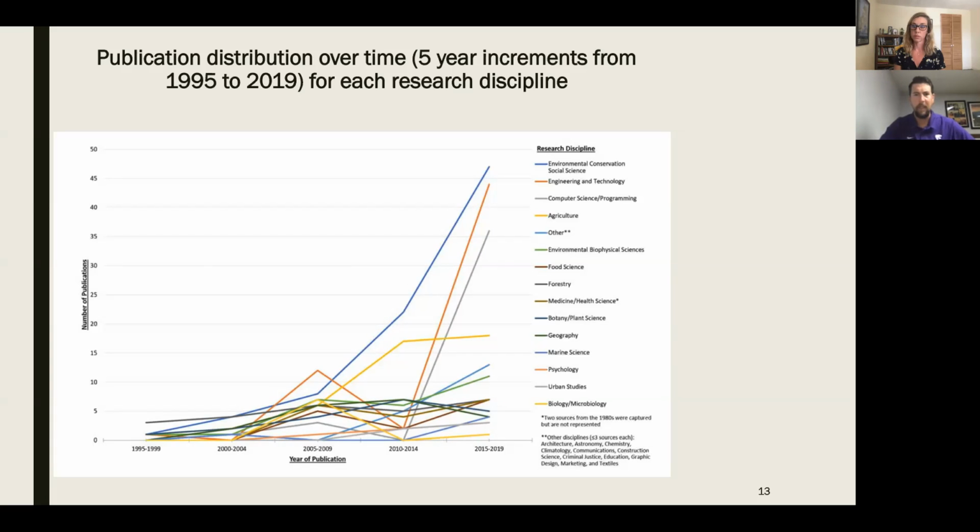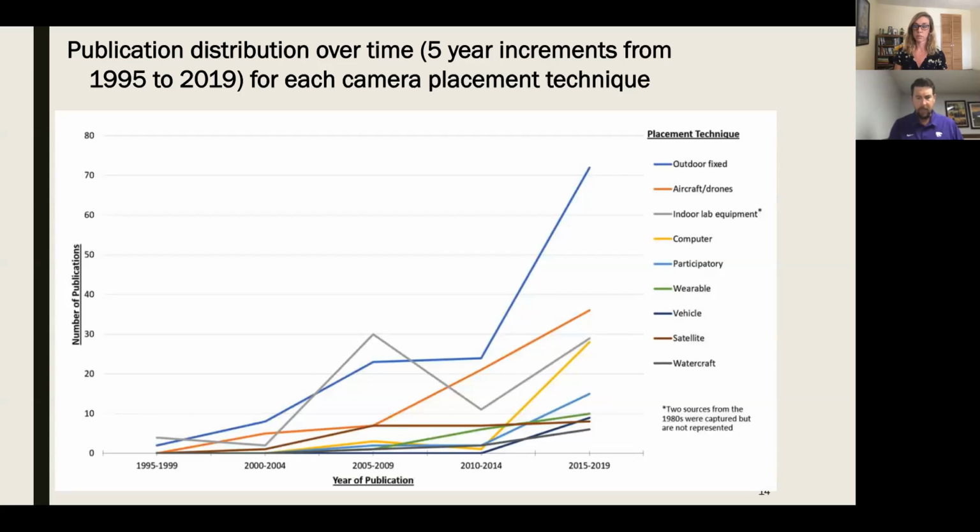Of interest, the agricultural discipline seemed to be going up at the same rate as those previous 3, but for some reason leveled off. And then it may be worth looking into why that is. Maybe some things changed within that field. The next graph looks at the publication distribution over time.